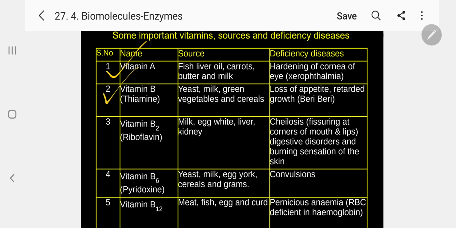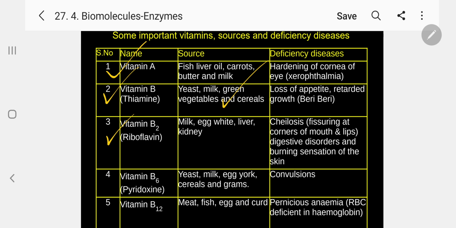Vitamin B1, another name is thiamine, normally present in yeast, milk, green vegetables and cereals. Due to the deficiency, diseases like loss of appetite and retarded growth occur, that is called beriberi. The next, third one, vitamin B2, that is riboflavin.